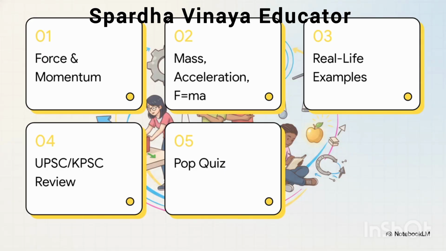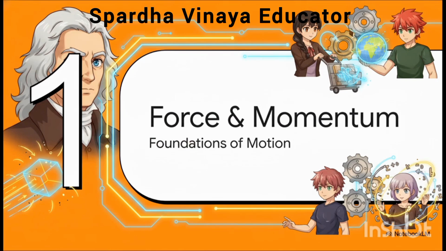So, here's our game plan for today's explainer. First, we'll nail down the definitions of force and momentum. Then, we're going to break down mass, acceleration, and the famous F equals ma formula. After that, we'll dive into some real-life applications. We'll follow that up with a quick UPSC and KPSC review, and stick around because we're wrapping things up with a rapid-fire pop quiz. All right, Section 1, Force and Momentum Defined, the Foundations of Motion.